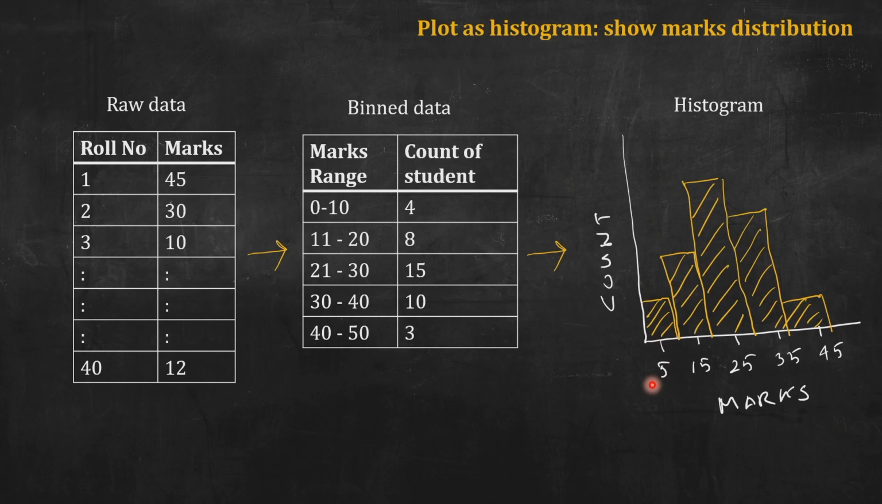You can convert it into fraction also. For example, I have 40 students. So, in the first bin, 0 to 10, I have 4 students. So, 4 divided by 40 is 1 by 10. So, you can plot the fraction values here on the vertical axis. So, the height of this first bar will be 0.1.